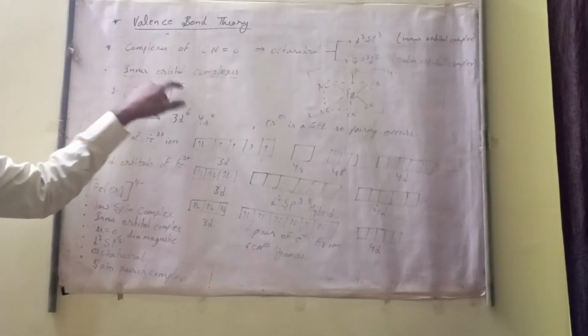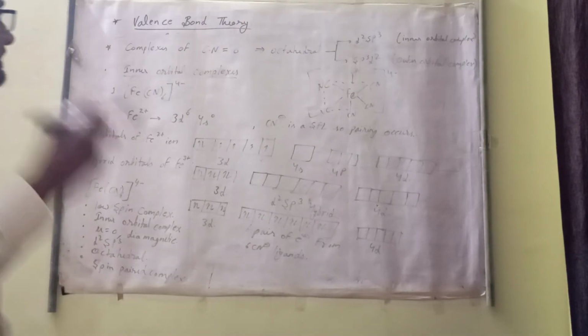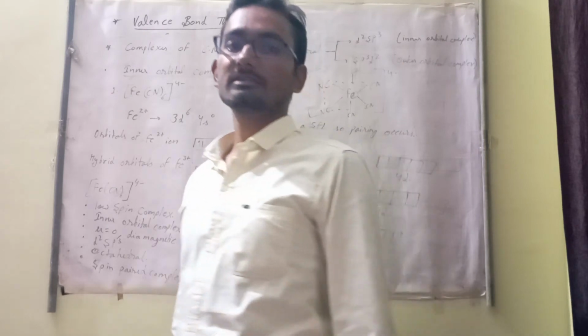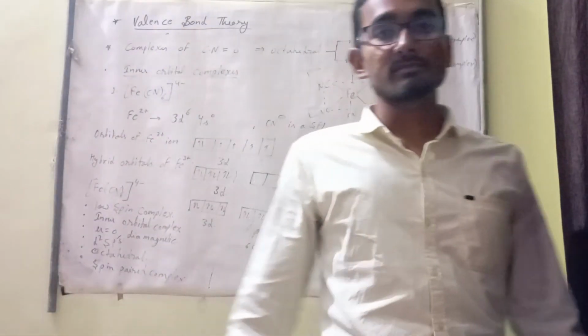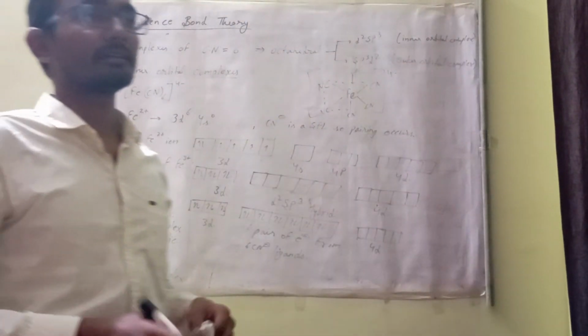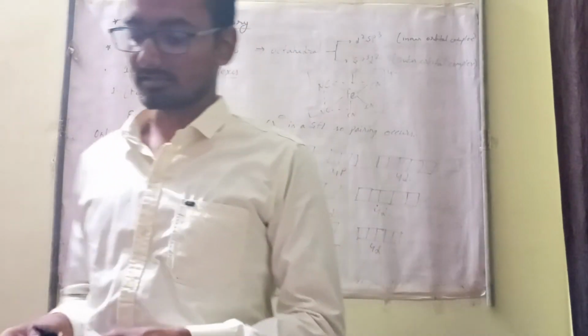Let us take another example: [Fe(CN)6]3−. Okay. Now we are going to solve more examples in tomorrow's class. Before winding this up, we are going to learn some of the limitations of this theory, and in the next class we are going to discuss more questions on this concept. Okay.